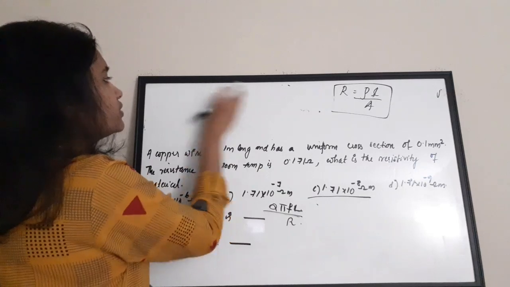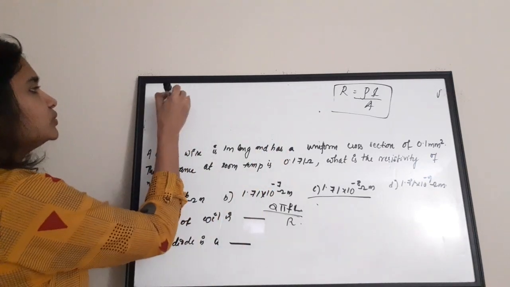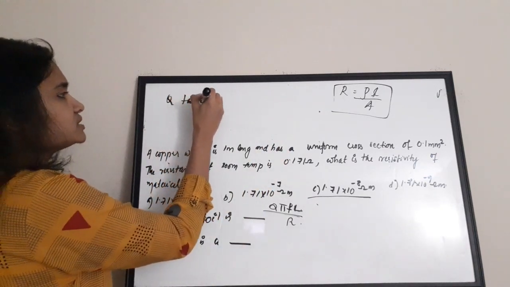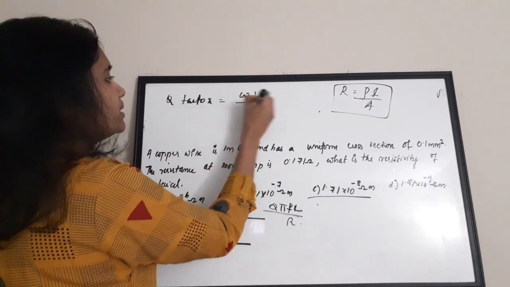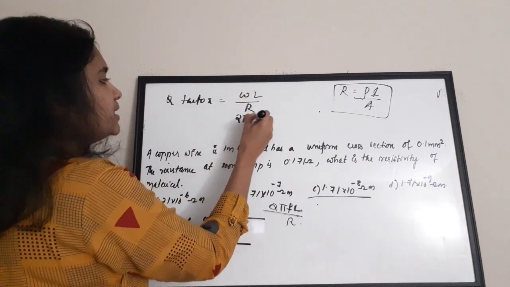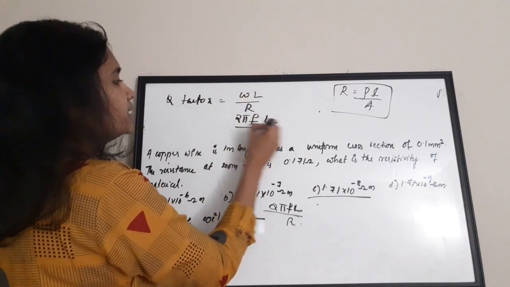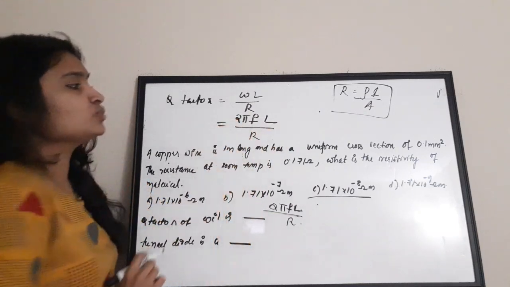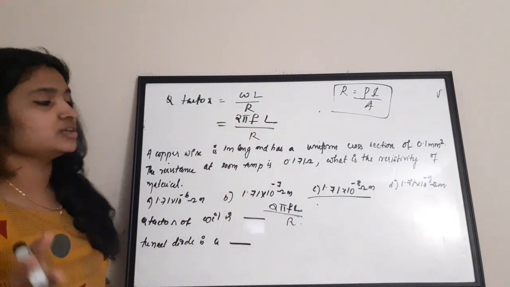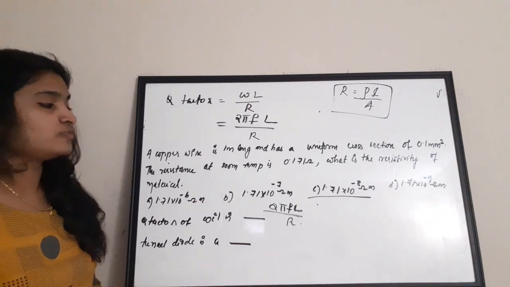So the Q factor of a coil is generally given by omega into L by R. Please note this down. You can write omega as 2 pi f, so 2 pi f into L by R is the equation for the Q factor of a coil.